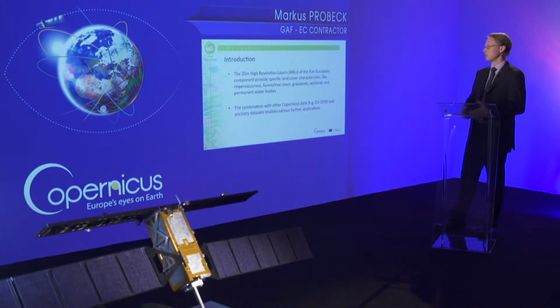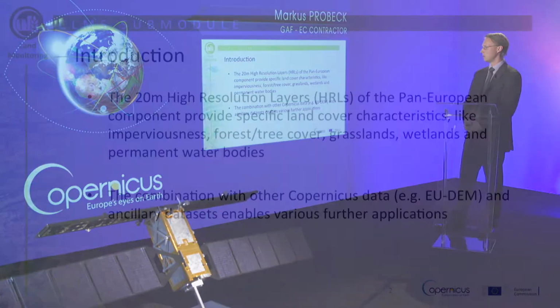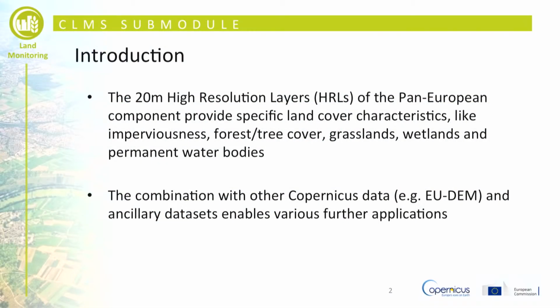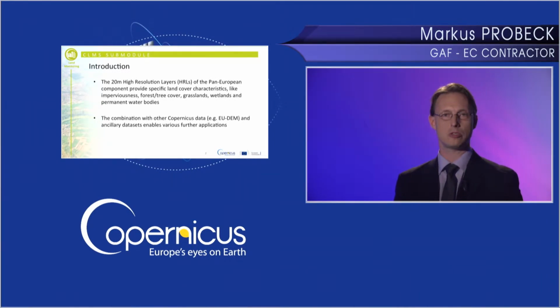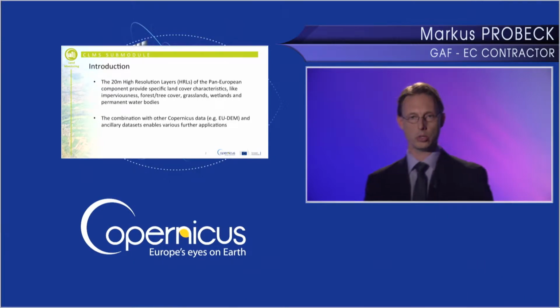As an introduction, probably one should mention that the high-resolution layers are basically produced in 20-meter spatial resolution, and they provide not only land cover information, but specific characteristics of land cover, like density of impervious surfaces, like information on tree cover density per pixel, like information on forest type distribution in terms of coniferous and broadleaf forest, and also information on grasslands, wetlands, and permanent water bodies.